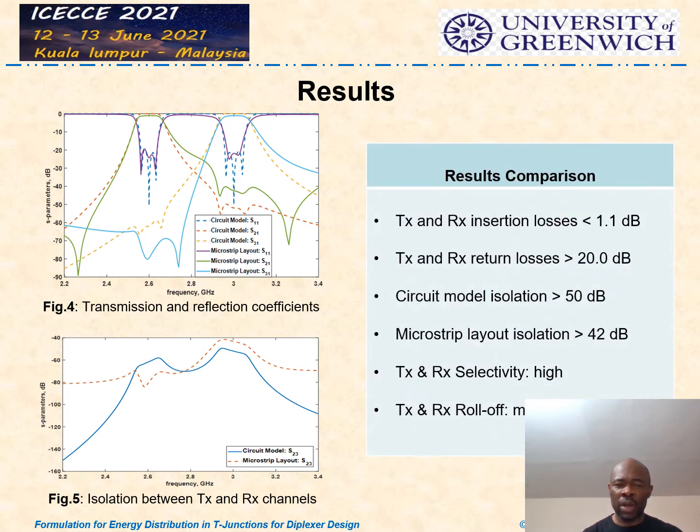These are basically the results we achieved. As I said earlier, the transmit and receive insertion losses were 1.1 decibel. The return loss is 20 dB, which is expected. The circuit model isolation is 50 dB, while the layout isolation is 42 dB. The TX and RX selectivity is high, as you can see. And of course, because what we did here is a Chebyshev filter, we expect a medium roll-off, which is exactly what we achieved in this investigation.